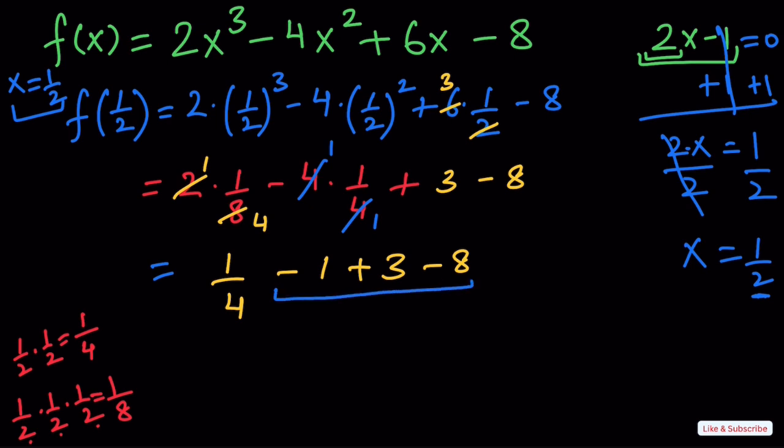These three terms are integers, so we can combine them. Now what is negative 1 plus 3? That is 2, and 2 minus 8, that is negative 6. So this is 1 over 4 minus 6.